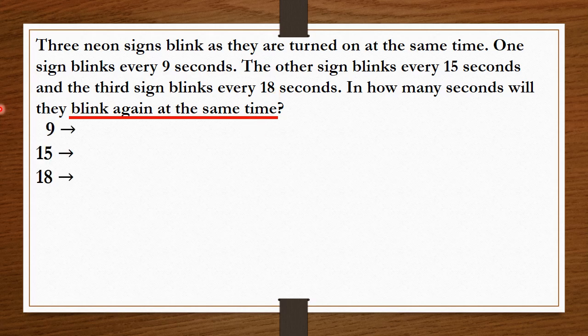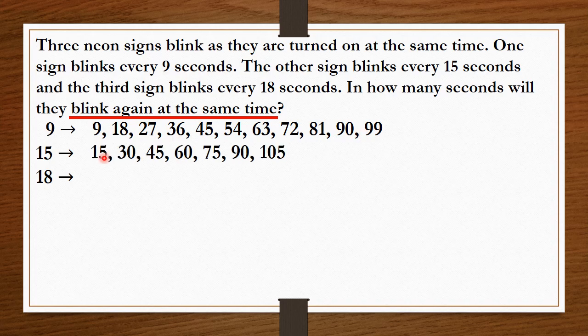So multiples of 9, 15, and 18. Let us start with the multiples of 9. We have 9, 18, 27, 36, 45, 54, 63, 72, 81, 90, and 99. For multiples of 15, we have 15, 30, 45, 60, 75, 90, and 105. For multiples of 18, we have 18, 36, 54, 72, 90, and 108.